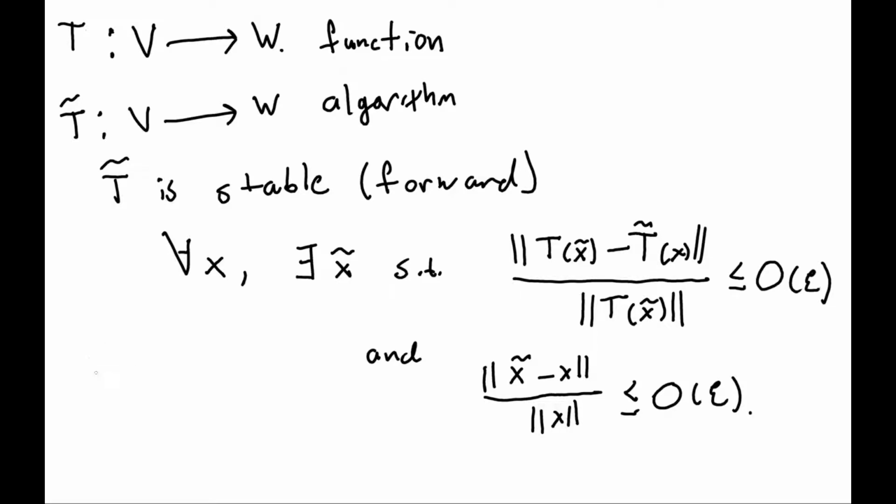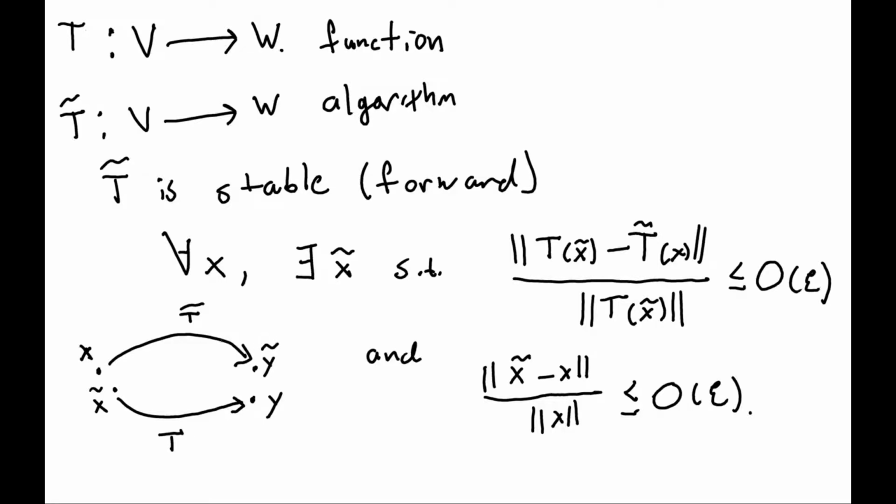The picture is something like this. We have an input x, and we can compute that input. Using the algorithm, we can get an output. So here's the algorithm T tilde, and we obtain something that I'll maybe call y tilde. Now, nearby y tilde, there's some y, which is the actual answer for some input x tilde using the actual mathematical function T.